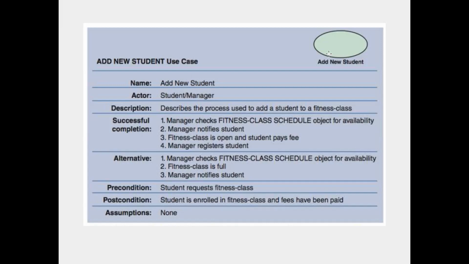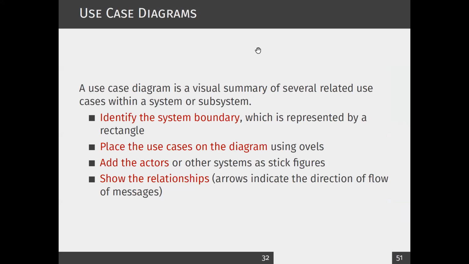Then some preconditions. To use this use case or execute this, first of all, student has to request a fitness class. And then what happens after that, we call it post condition. Student is enrolled in the fitness class and fees have been paid, right? And finally, you can list any assumptions, and there's no assumption in this particular case. Right, here are the steps.